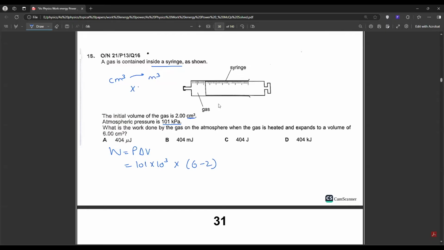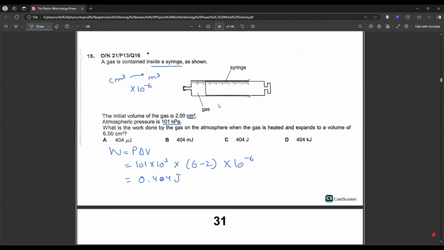How will you do it? 10 raised to the power of minus 6 multiplied by 10 raised to the power of minus 6. Let's calculate the answer. 101 into 10 raised to the power of 3 into 4 into 10 raised to the power of minus 6. This comes out to be what? 0.404 joules. Now, obviously, I cannot see an answer in decimals.